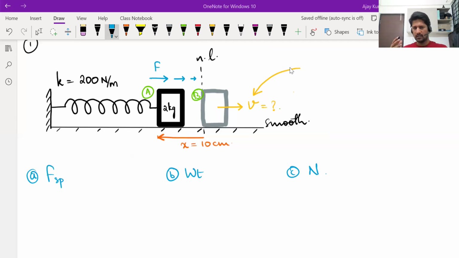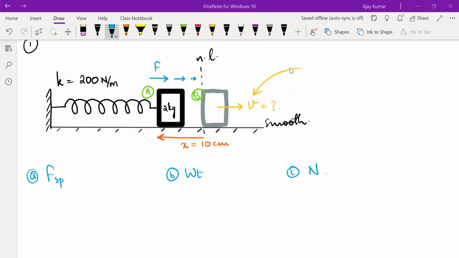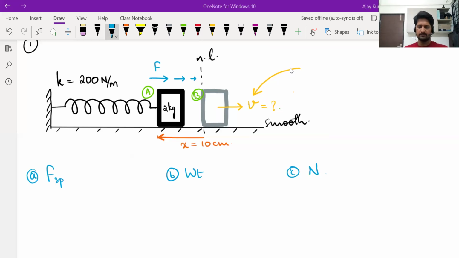Fine. Now, I'll give you all a minute. Think about it. As the block moves from A to B, I'll ask the answer, but think about it. Which of these forces will do work? Saket, you tell which of these forces does work as the block moves from A to B.